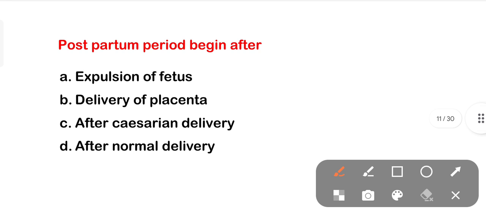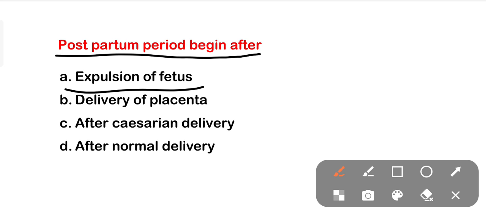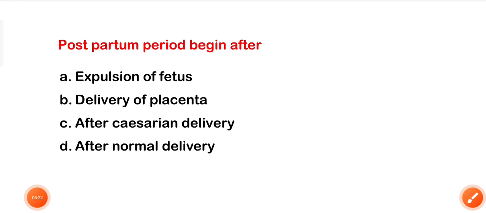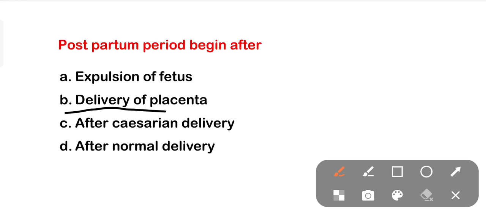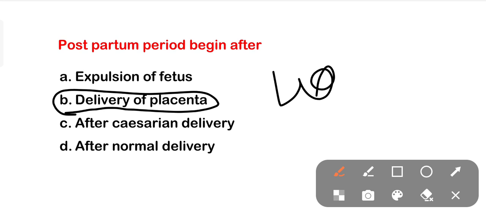The next one is the postpartum period begins after. So when will the postpartum period start? Options are option A, expulsion of fetus, option B, delivery of the placenta, option C, after cesarean delivery, option D, after normal delivery. So the right answer is option B. After the delivery of the placenta, the postpartum period starts. It lasts up to 40 days.